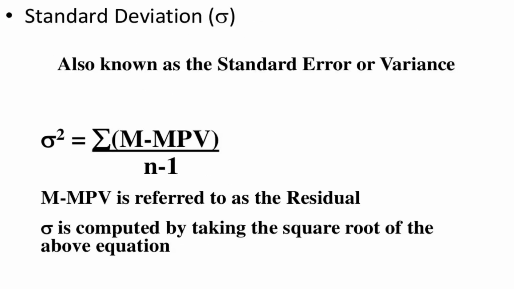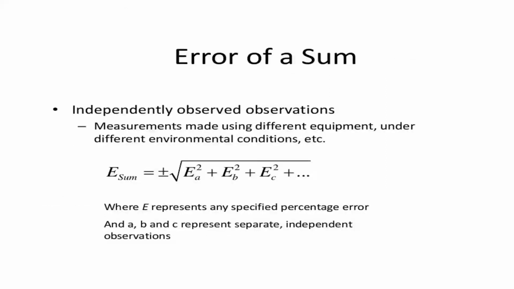Then standard deviation sigma, also known as the standard error or variance. So sigma square is equal to summation of the difference between m and the most probable value, squared, divided by n minus 1. It is referred to as a residual error. Sigma is computed by taking the square root of the above equation.